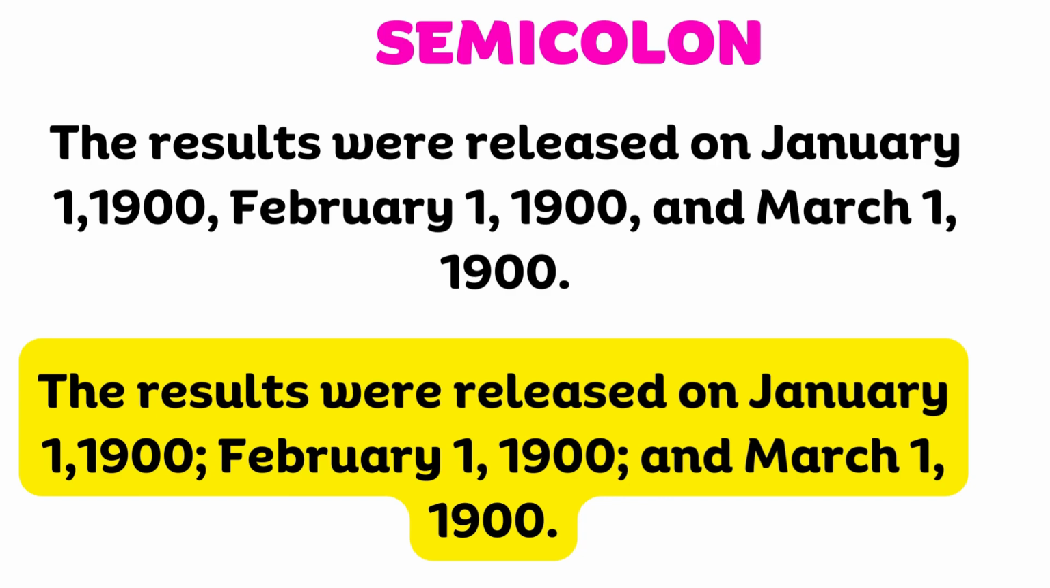We use semicolons when writing dates in this format. Results were released on January 1st, 1900, February 1st, 1900, and March 1st, 1900. To make this easier to read, we use semicolons. The results were released on January 1st, 1900; February 1st, 1900; and March 1st, 1900.